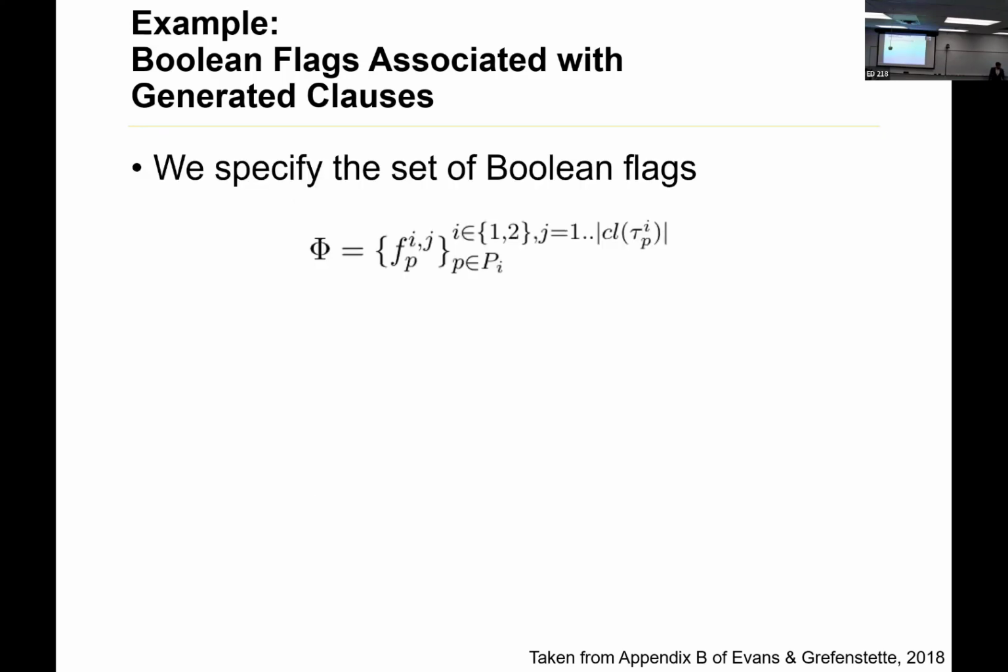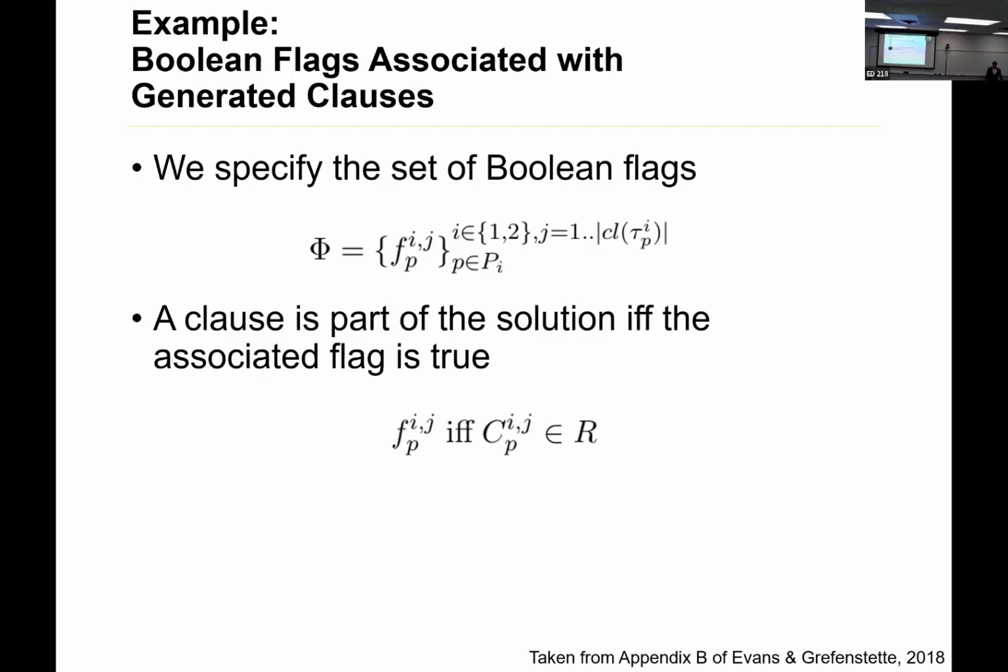All right, so let's associate these with some Boolean flags. So here's a set of Boolean flags. The I index is for your template number. The J index is for the clause within that template. And the P is your intensional predicate. In this case, we just got the 1. So this statement here is all saying F_ijp is true if and only if the clause is in the rules in your solution.